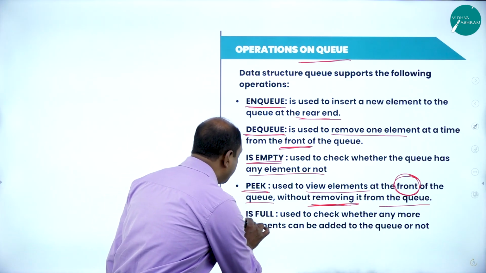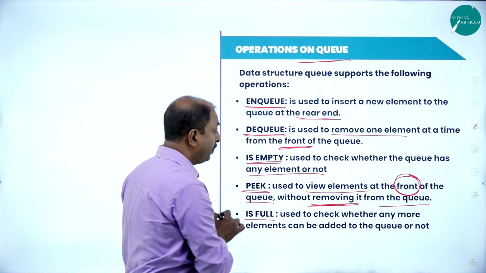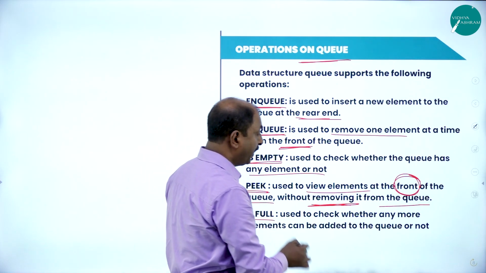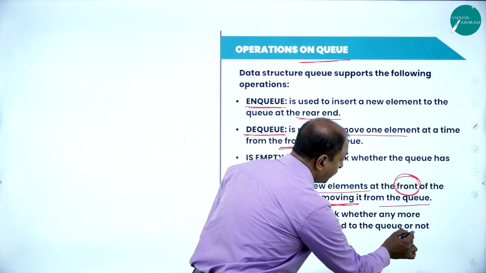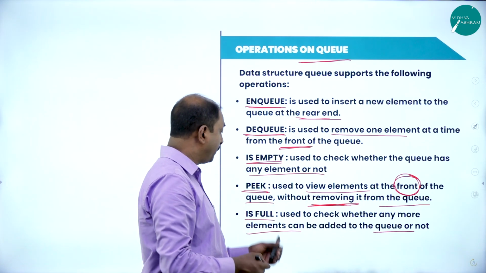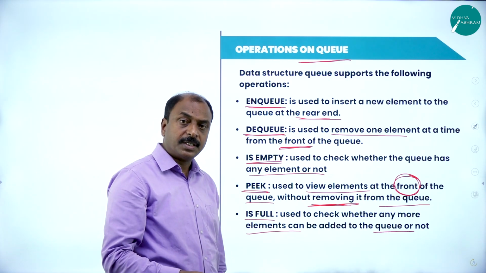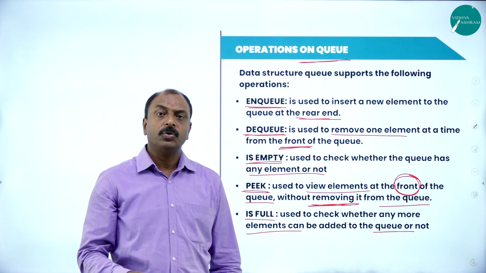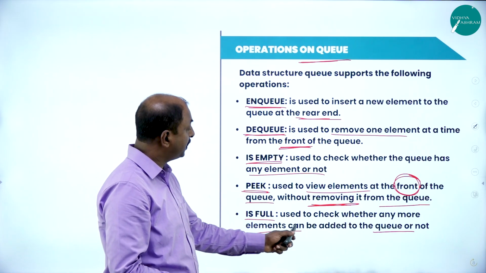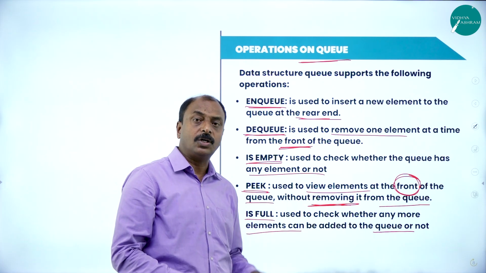Next one is full. It is an operation or a function to check whether any more elements can be added to the queue or not. In other words, we check whether the queue data structure is full or not. If it is full, we cannot add any more new elements into the queue. So, is full is one of the operations on a queue.